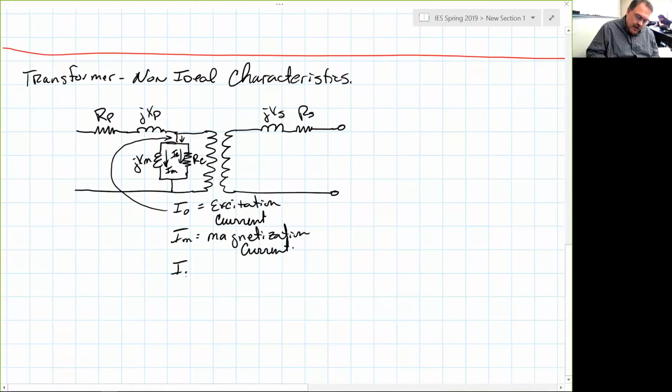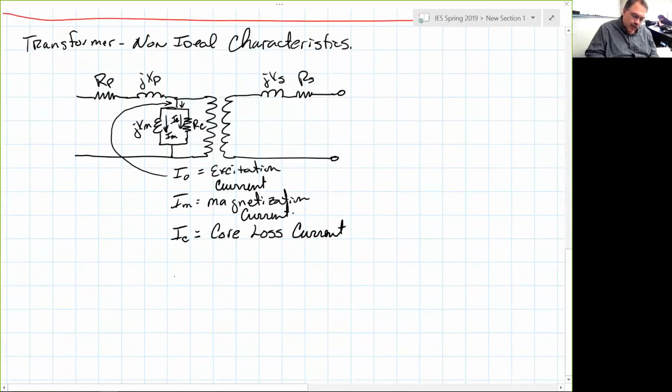IC then, C stands for the core loss. RC is a resistance that represents the iron core loss. The core will heat up and vibrate, and there's a certain amount of power. It's not much, but there's a certain amount of power that goes into that core. And so we want to account for that somehow.